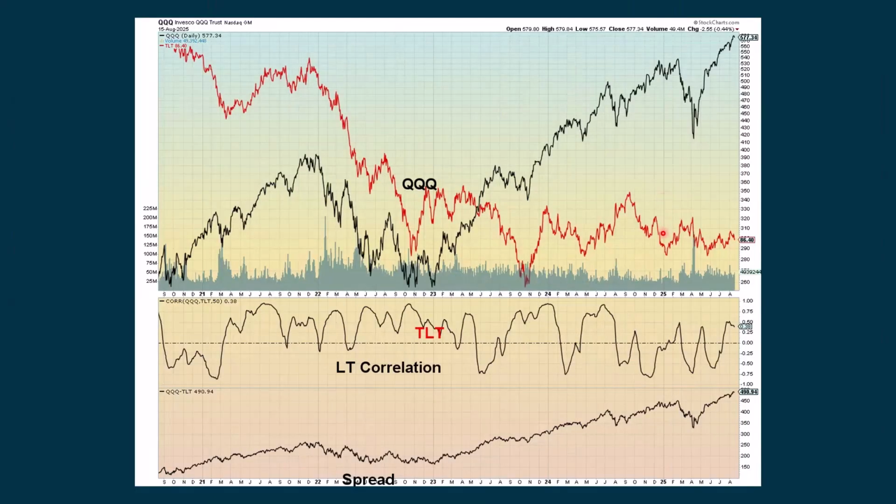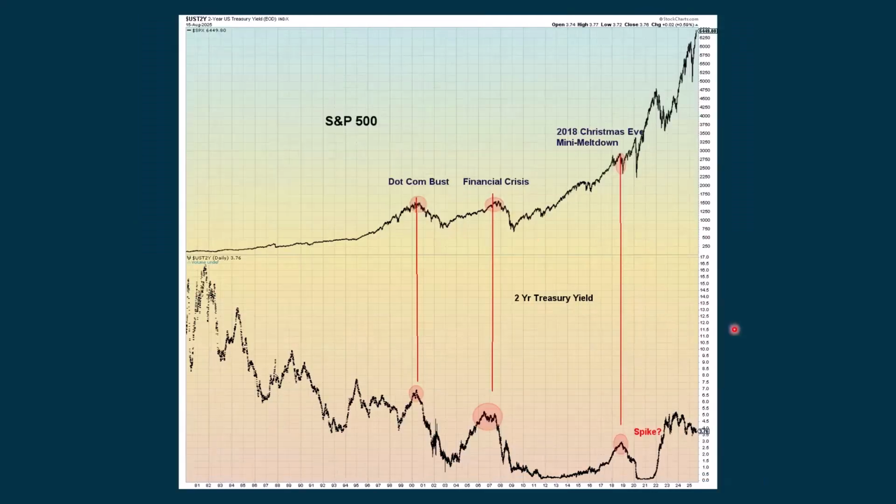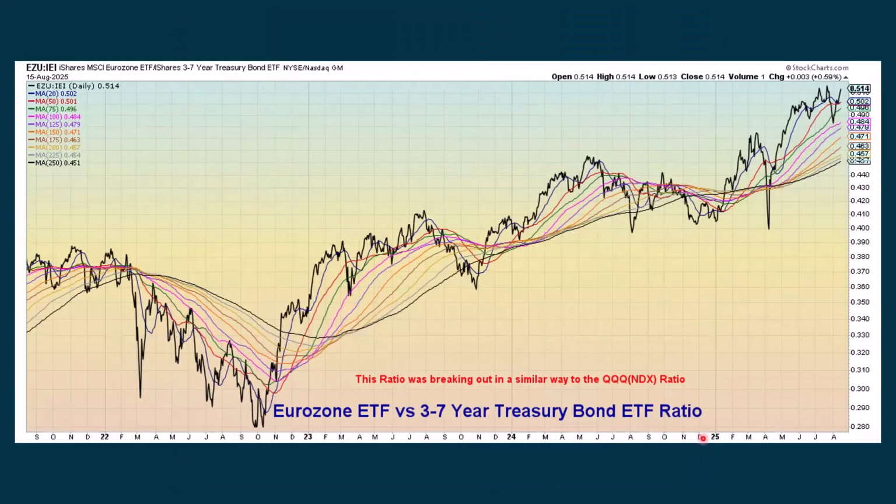That same approach, except here we have the QQQs compared to the TLT, which is in red, and the Qs are in black. The longer term correlation is dropping off a little bit, but still a slight tendency to go in the same direction at the same time. The 2-year yield is still declining overall, and that's just showing how shorter term interest rates have been coming down.